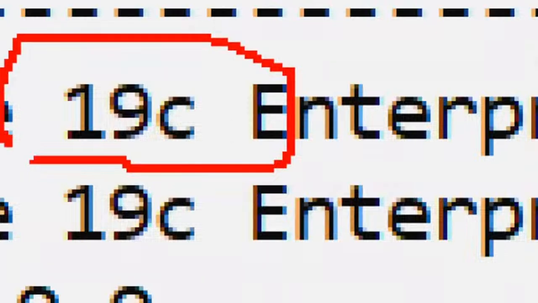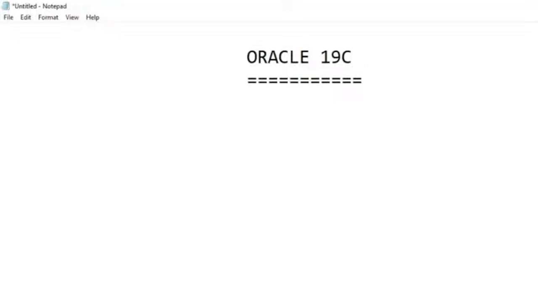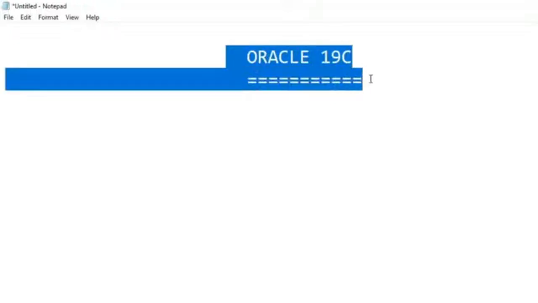C means cloud technology, cloud computing. In olden days, grid computing was there. Now cloud. We understand what cloud is and all these things. Now this is Oracle 19c. 19c means cloud technology. Observe it here. This is the latest version we are learning in our class.